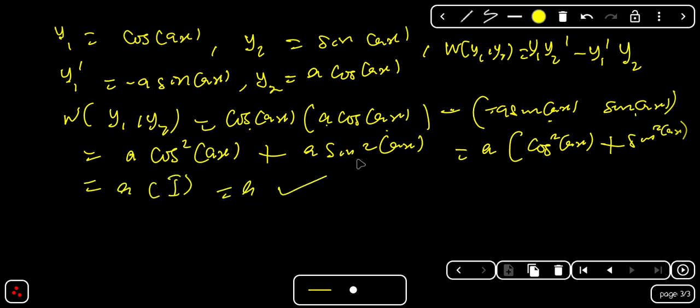So since the Wronskian is not equal to 0, that shows that the two functions are also linearly independent. That is also beautiful. So they are linearly independent. The last question I will be doing is the third question.